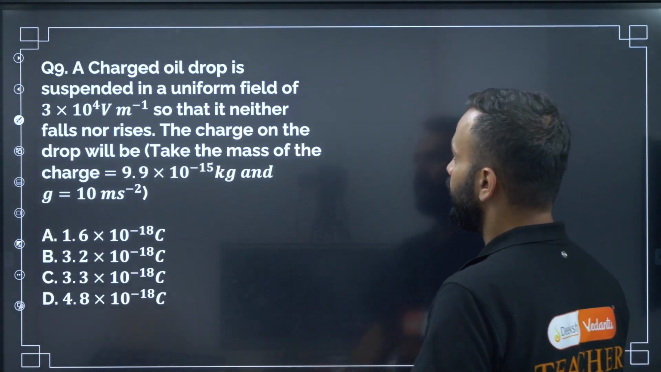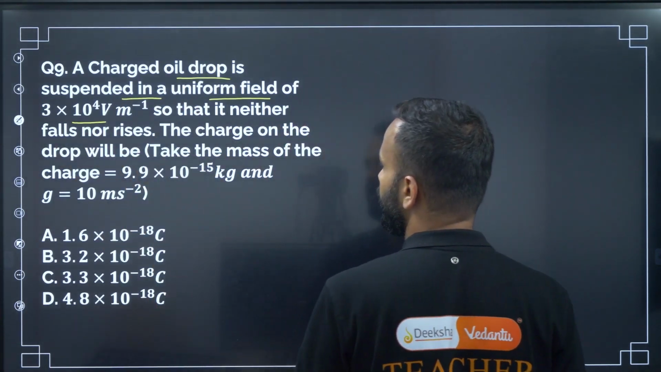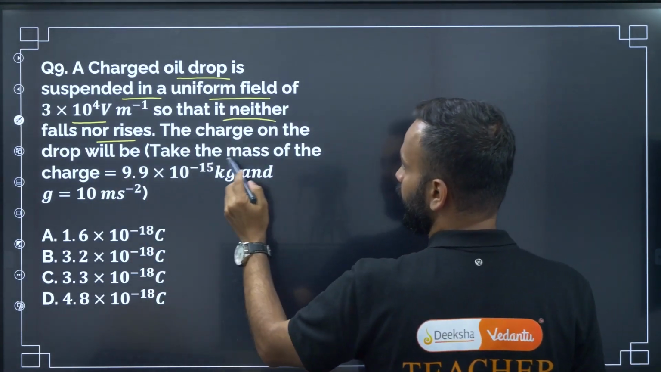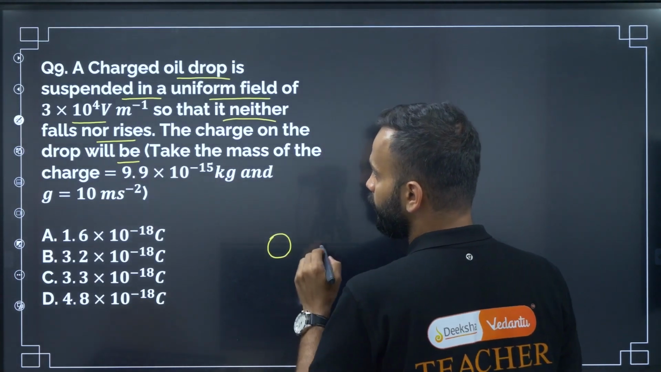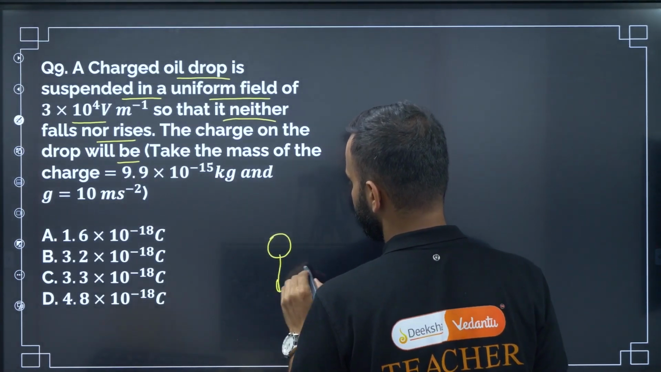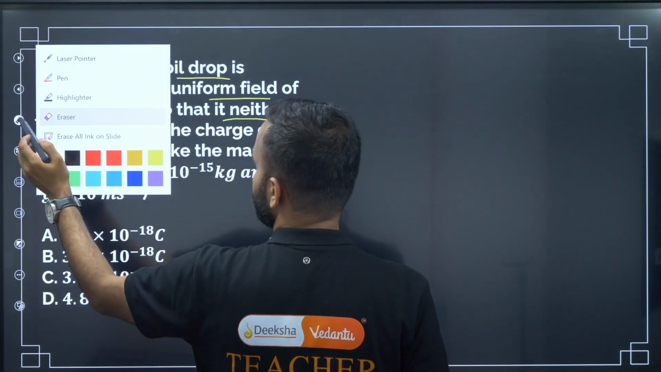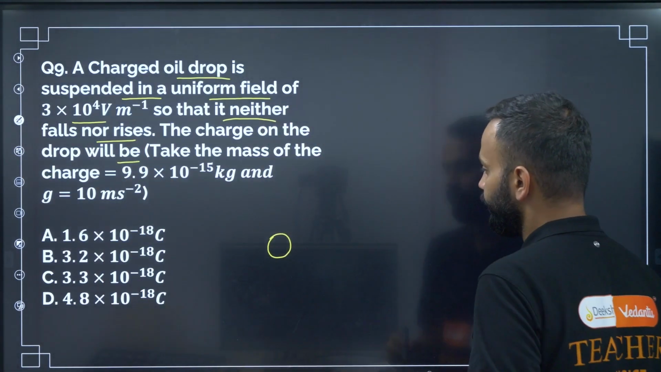Question number 9. A charged oil drop is suspended in a uniform field of 3 into 10 to the power 4 volt per meter so that it neither falls nor rises. The charge on the drop will be? So this is the drop. The mass of the drop is M, and M is 9.9 into 10 to the power minus 15 kg.